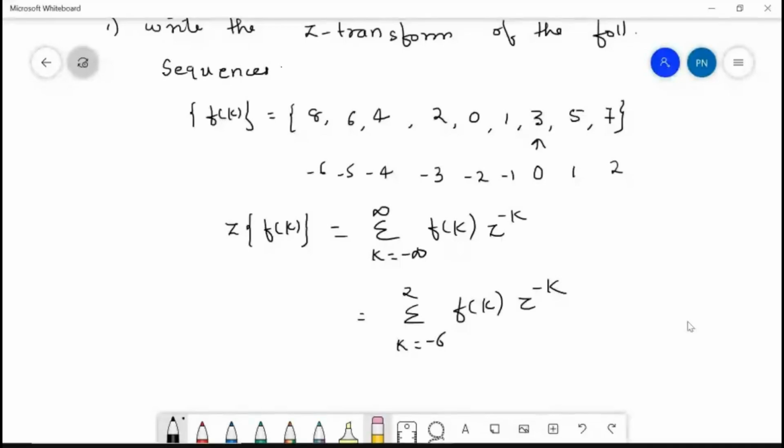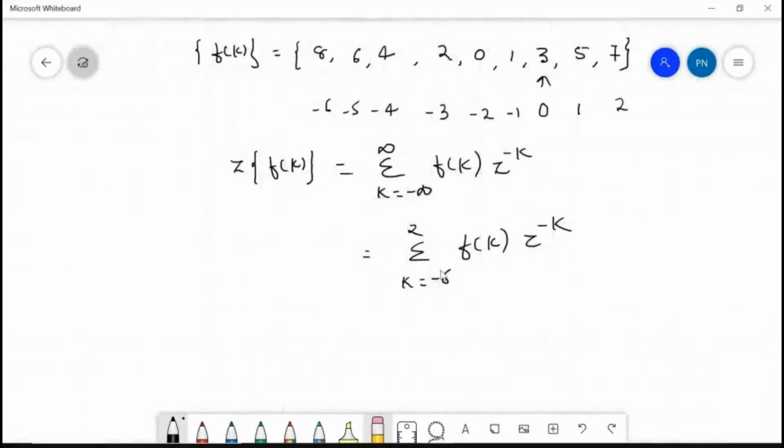So what do we have to do now? When k takes the value -6, write the corresponding f of k. When k takes the value -6, f of k is equal to 8. When k takes the value -5, f of k is equal to 6. So write all the values with the summation.